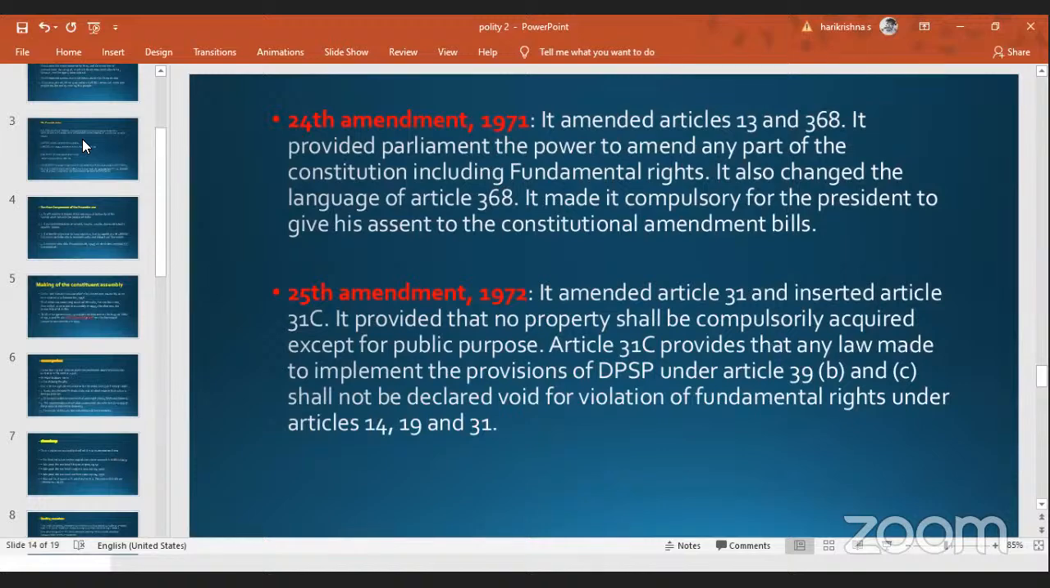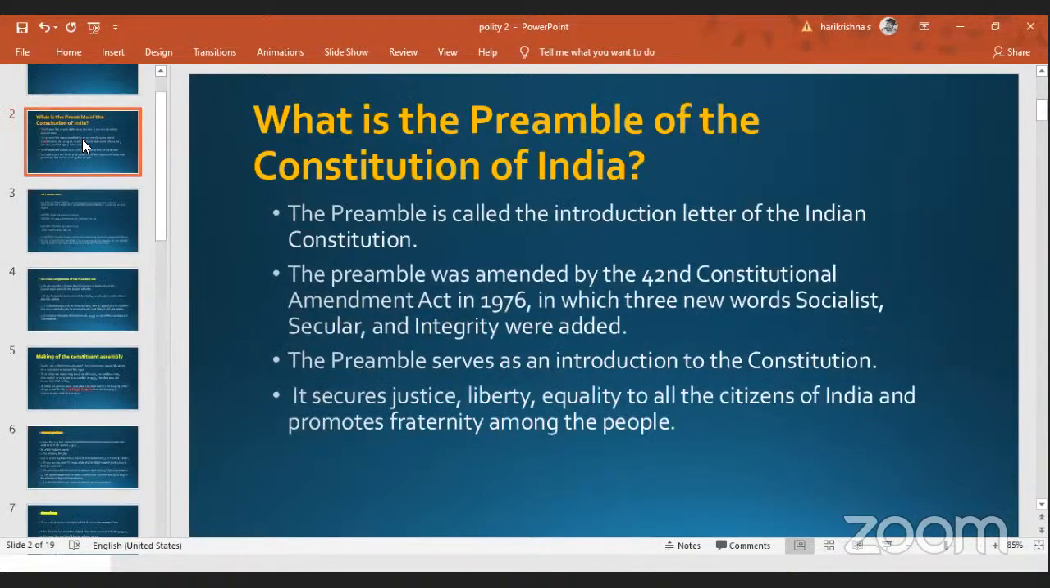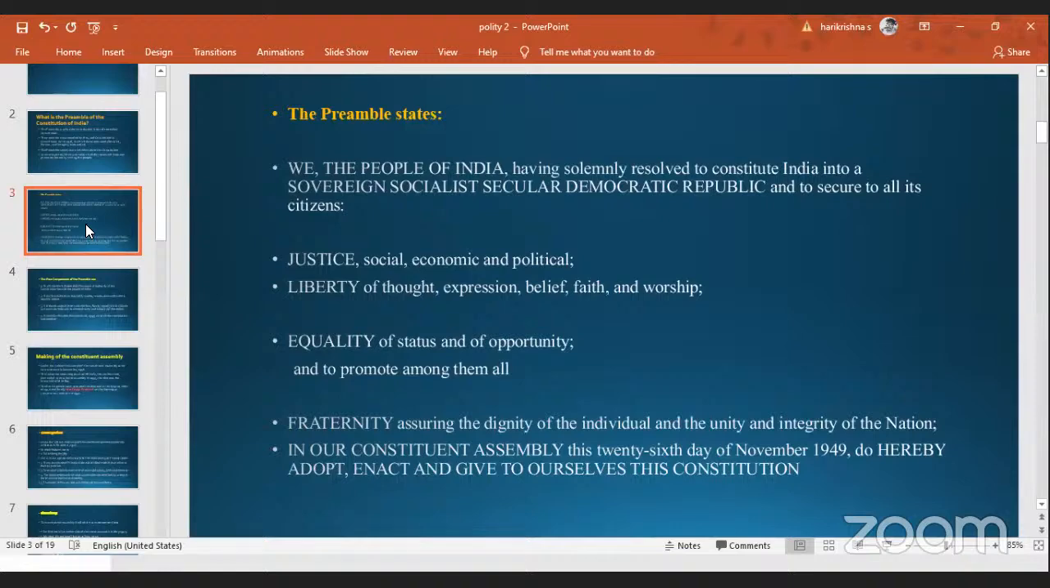Okay, so this is the first slide. What is the preamble of the Constitution of India? Here we explain the Indian preamble that was enacted by the Amendment Act 1976, that is the 42nd Constitutional Amendment Act in 1976. Then it secures people with justice, liberty, equality, then promotes fraternity. This is the preamble, as we know, and we all have learned about it. So this is just to have the words, that is justice, liberty, equality, and fraternity.